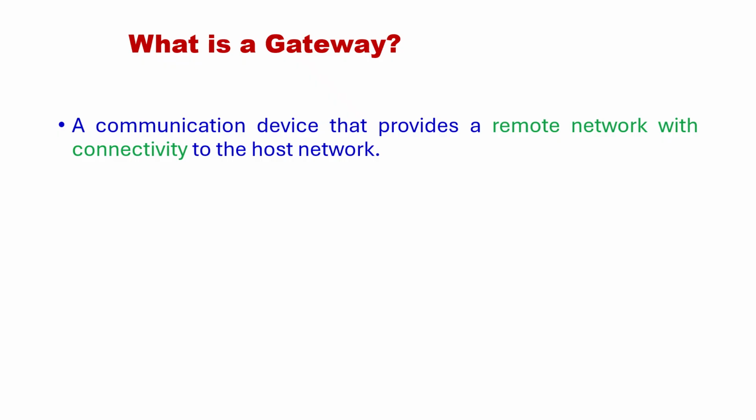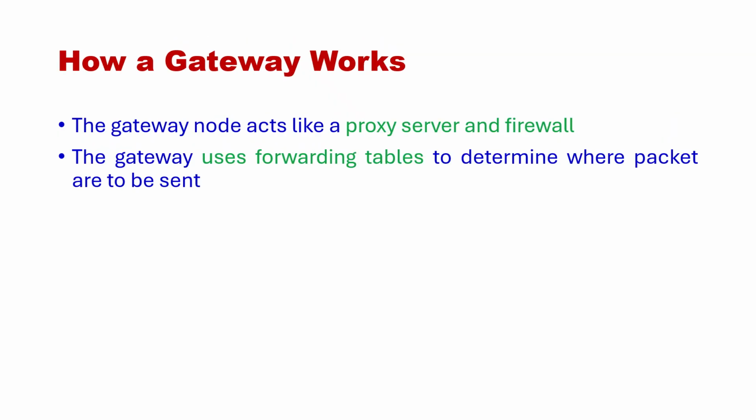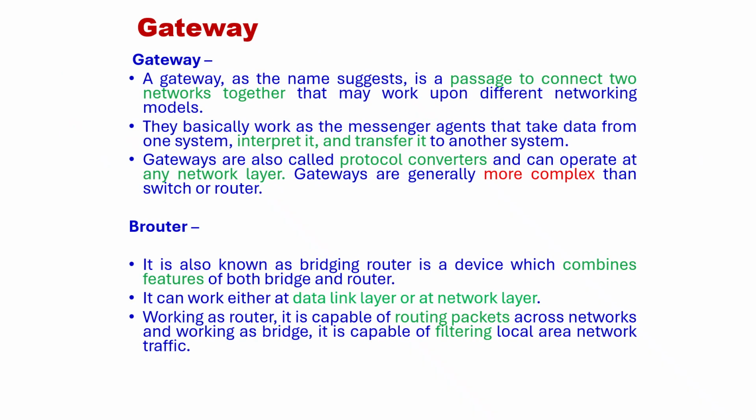Now let us look into the next device, which is called the gateway. As I told, a gateway works on the top 4 layers. It is basically a communication device that provides a remote network with connectivity to the host network. How does a gateway work? The gateway node acts like a proxy server and firewall. The gateway uses forwarding tables to determine where exactly the packets are to be sent.